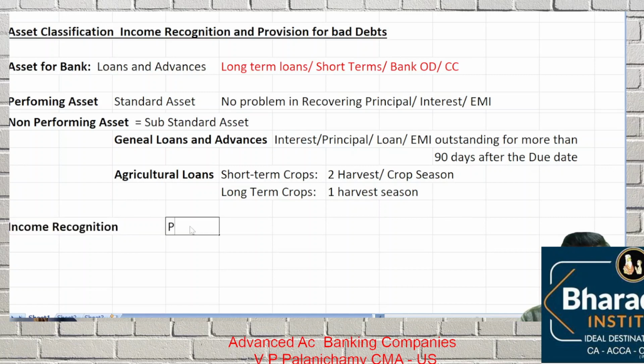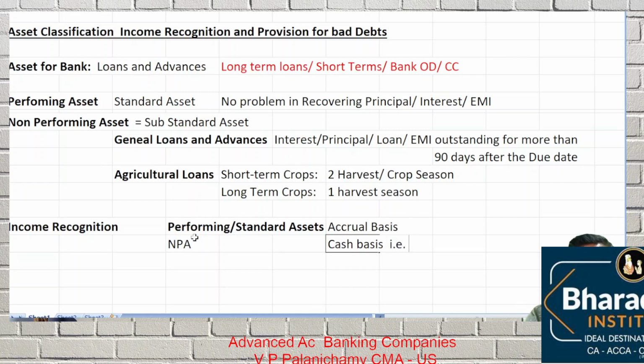Income recognition means how this income will be recognized in the P&L account. For performing assets or standard assets, since there is no problem, the customer will pay it, so you can recognize on accrual basis. If the income is due, you can record it. If it is a non-performing asset, you can recognize it on what basis? Cash basis. That is, only when it is collected.